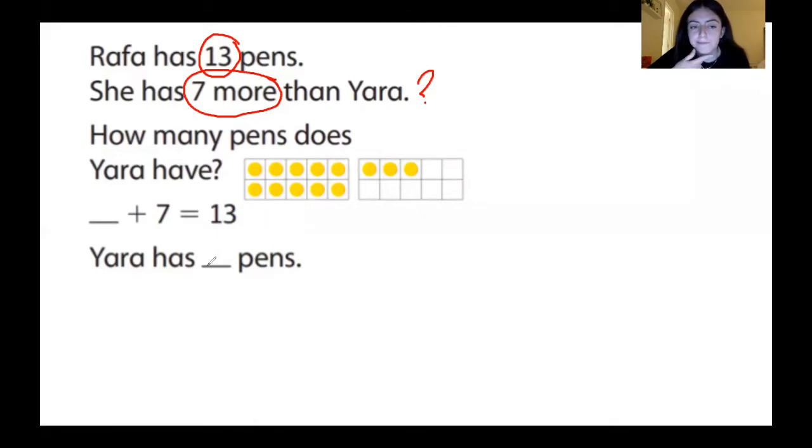to solve our problem? Well, I know that I'm missing a part. That means it's a smaller number than my total. So I'm going to cross out 7 because that tells me the answer that I'm looking for. It's my other part. So I have 3, 4, 5, 6, 7. So now I get to count. Let's count. 1, 2, 3, 4, 5, 6. So 6 plus 7 equals 13. So Yara has 6 pens. That's the number we were looking for to figure out how many Yara had.